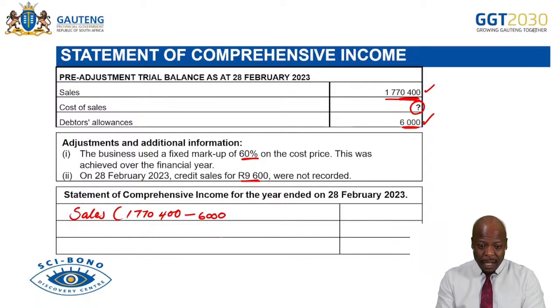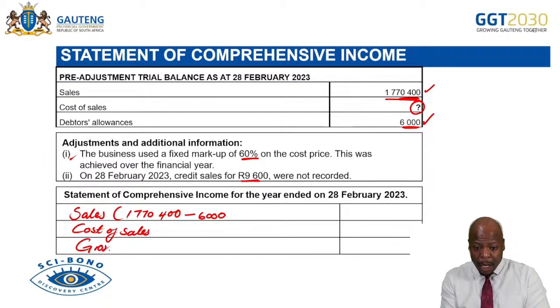On the next aspect, I am going to wait with adjustment number one. I know I'm going to use it. When I'm told that the business uses a fixed markup of 60%, what I understand is after sales, I'm going to have what is known as cost of sales. So here I'm going to get cost of sales. After my cost of sales, I will get what is known as my gross profit. There you see, gross profit.